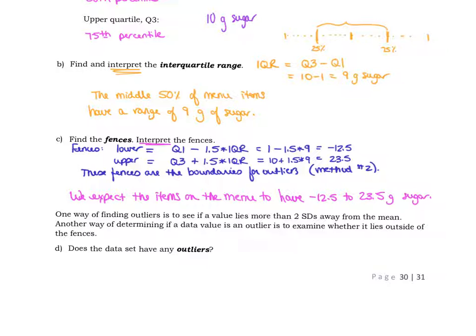So do we have any outliers? If you go back up and look at the data itself at the top of the page, are there any values? Obviously no negative ones, but anything above 23.5, and you will find that yes, there are. 27 grams of sugar is going to be an outlier.